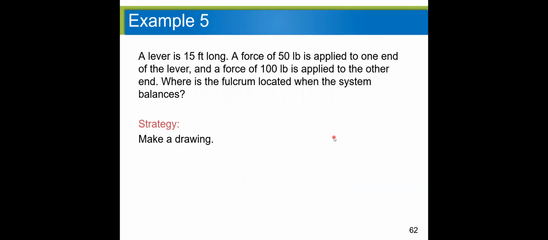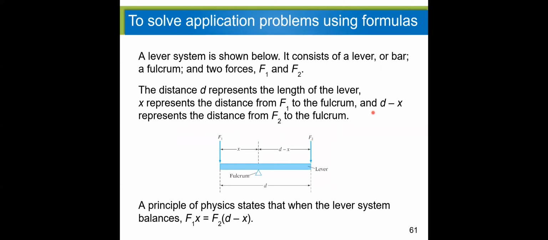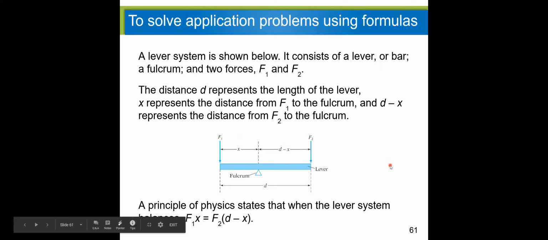So I can give you this question. A lever is 15 foot long. A force of 50 pounds is applied to one end of the lever and a force of 100 pounds applied to the other end. Where is the fulcrum located when the system is balanced? Again, the system is balanced when both sides equal each other.